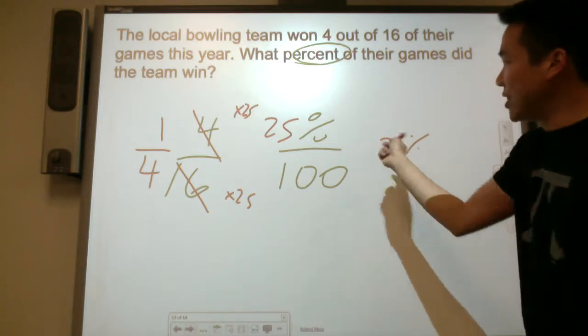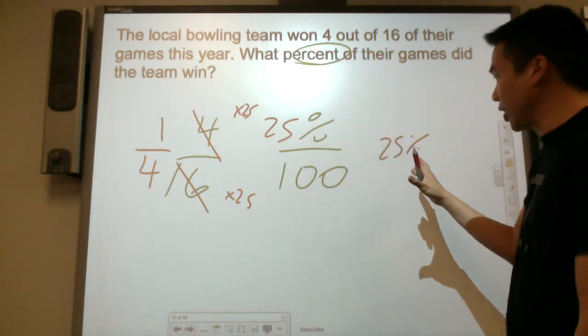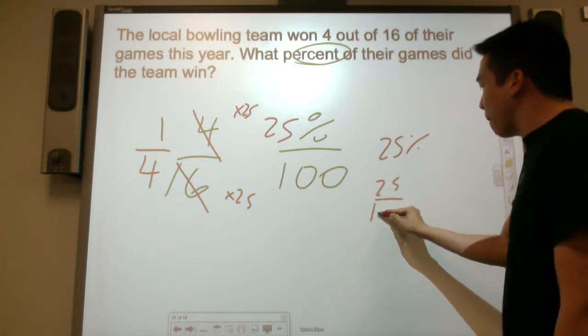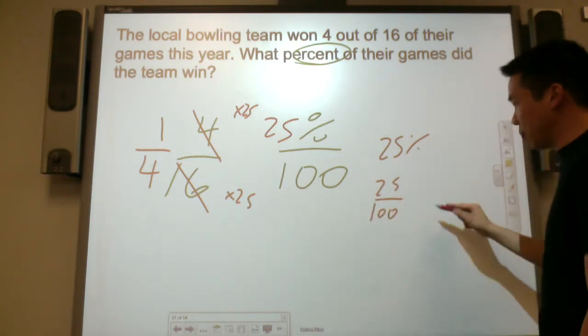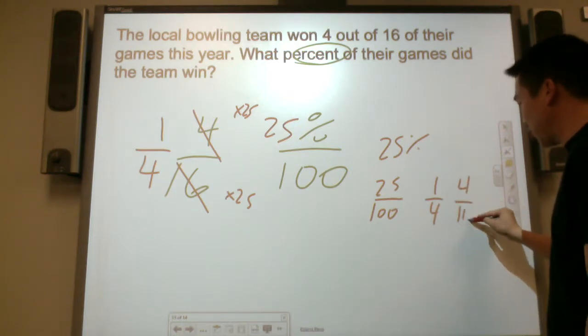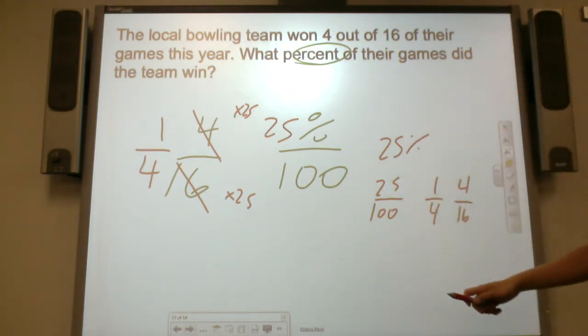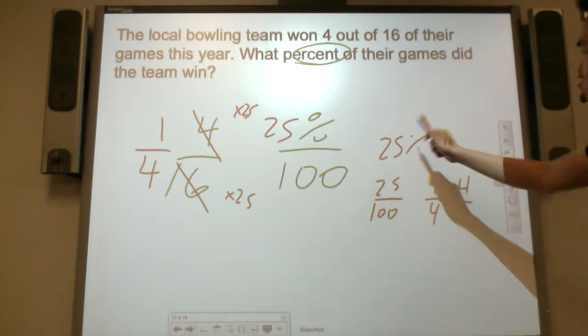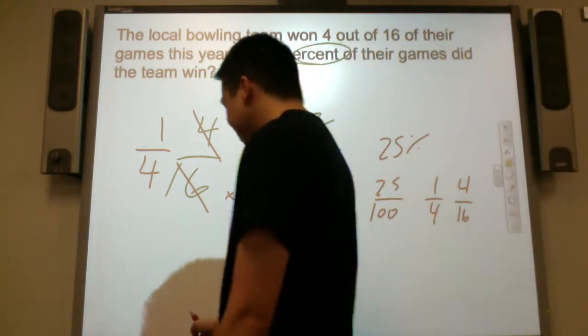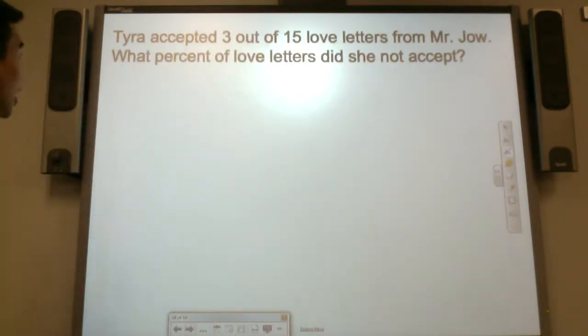Again, let's check our work. 25% means the same thing as saying 25 per 100, which simplified to 1/4, and 1/4 can be built up back to 4/16. So they all mean the same thing. So what percent of the games did the team win? 25%, or 25 per 100. And let's try the next one.